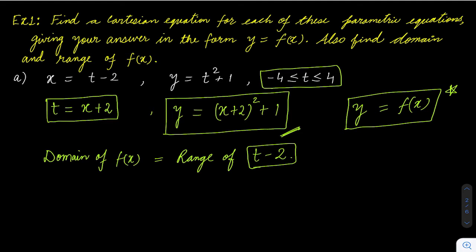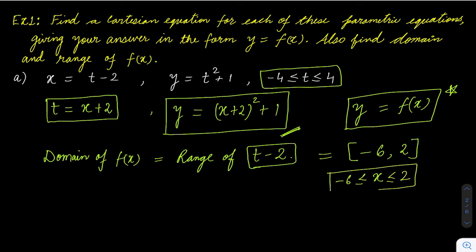So when t is from -4 to 4, the domain will be, when t is -4, it is -6. And when t is 4, that is 2. So this will be my range of values of x, that is the domain. So my domain is -6 to 2, or you can write it like this also. Domain will be, my x values are from -6 to 2. Whichever way you like. You can write in set form also, you can write in inequality form like this also.